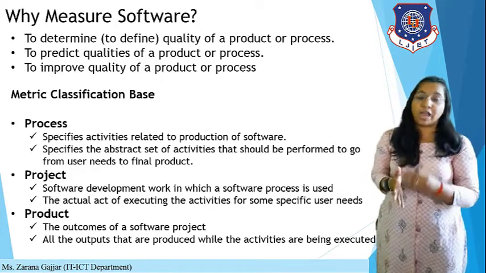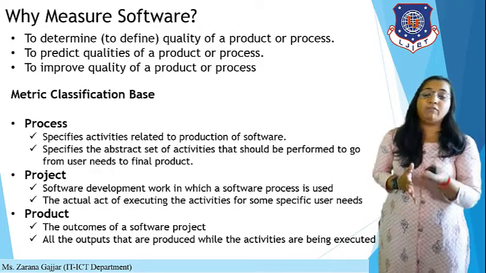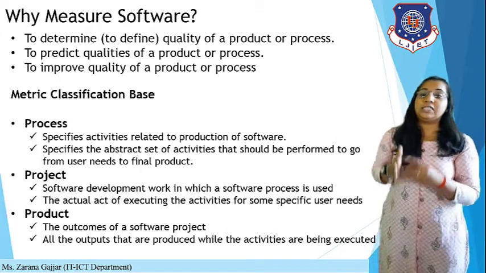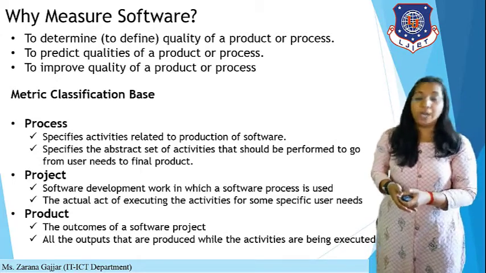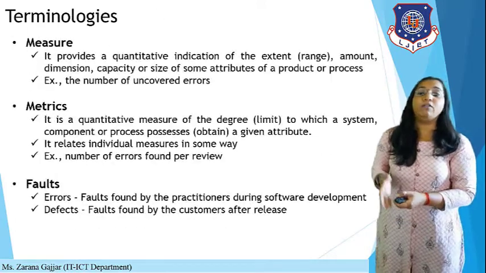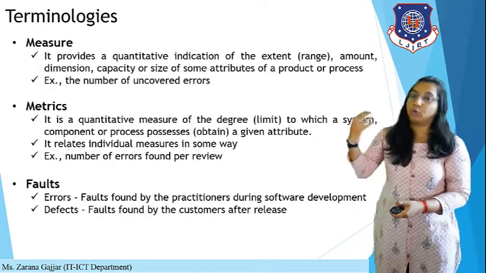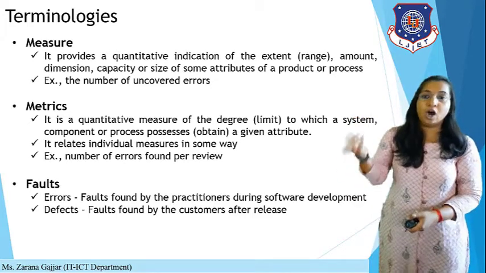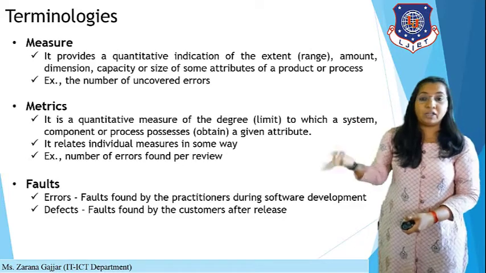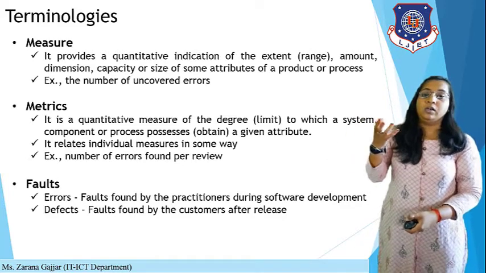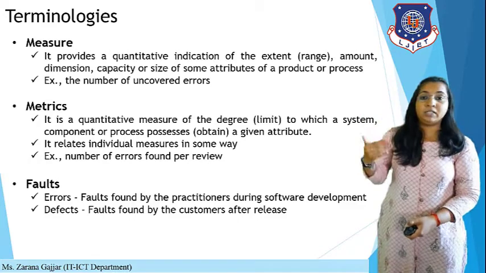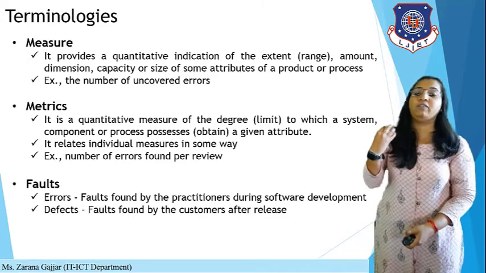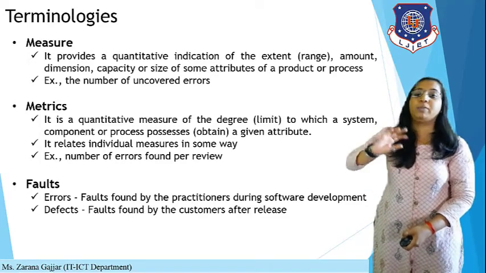So this is about why we need software measurement and what the classification of software measures is. This is all for today's lecture. In today's lecture, we have discussed various terminology starting from what is a measure. A measure provides a quantitative indication of the extent, amount, dimension, and capacity. Then metrics means you are defining each and every activity, like the number of errors you can find in a particular review, so you can identify what kind of issues are there in a particular module.